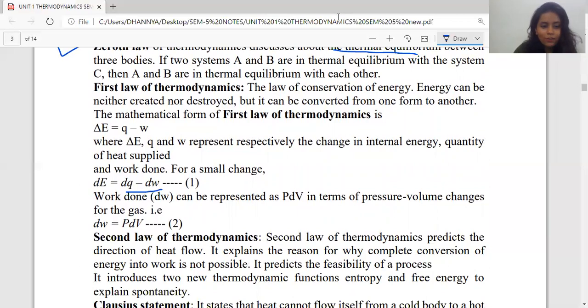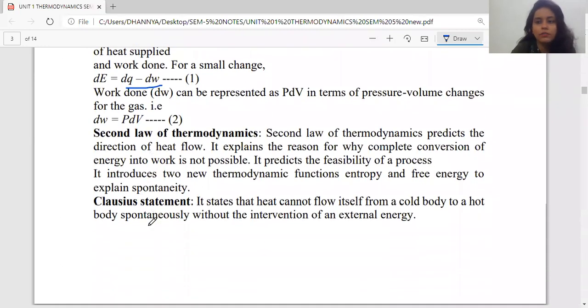So dQ minus dW gives an idea that dW can also be represented in the form of pressure-volume changes. That is, dW can be written as PdV, that is pressure and the small differential change that is occurring in the volume.